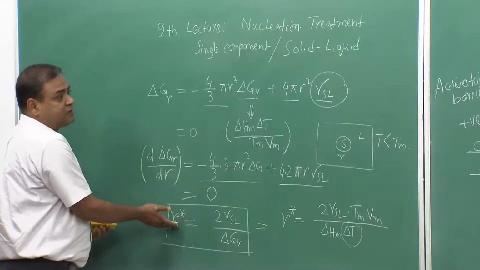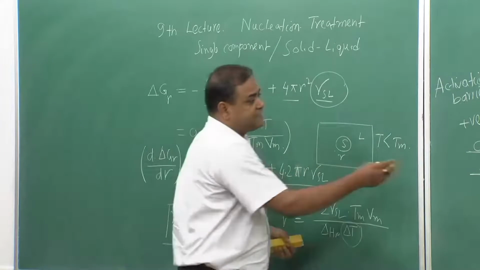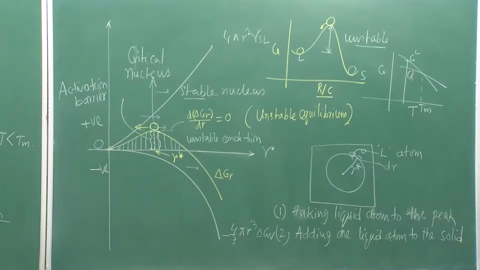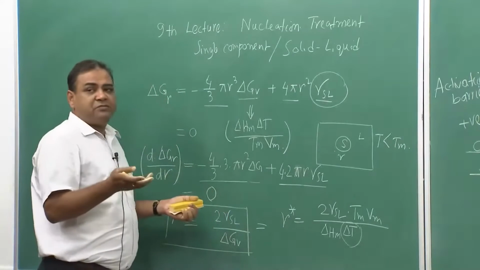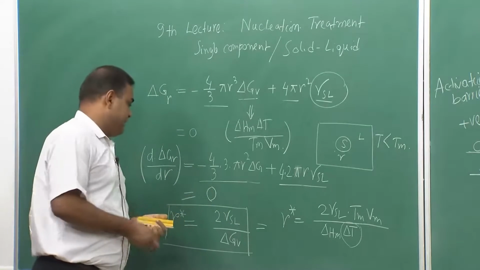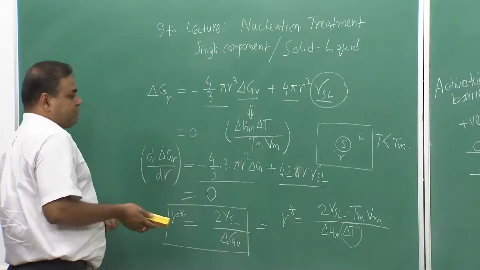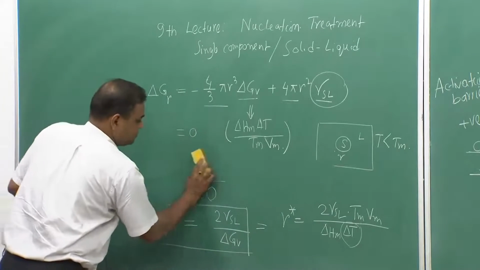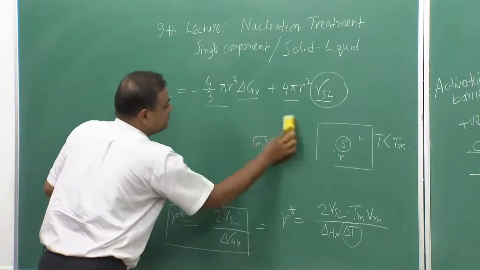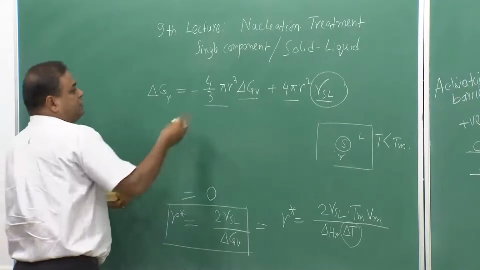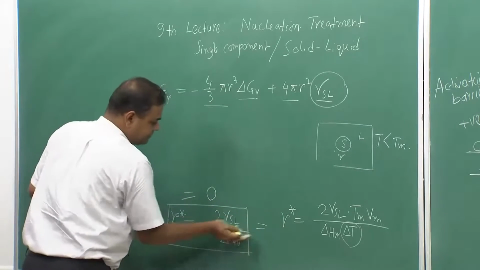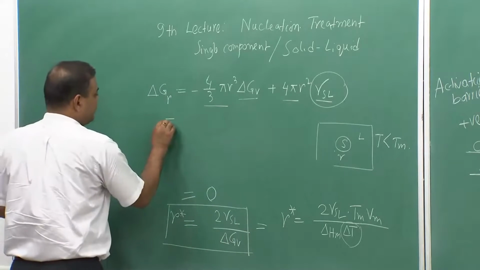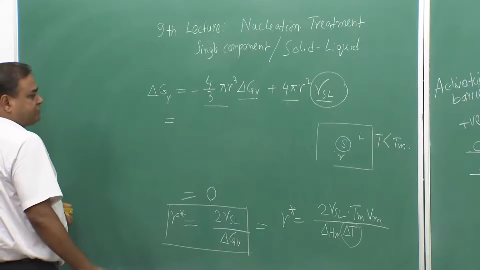If we have calculated R star, that means this is del G R. Del G R value at R equal to R star, if we convert, then it becomes the activation barrier. So, if we do that particular operation, we just replace R value with this. First, let us replace with this. So, if we replace it, you try to do that particular operation.